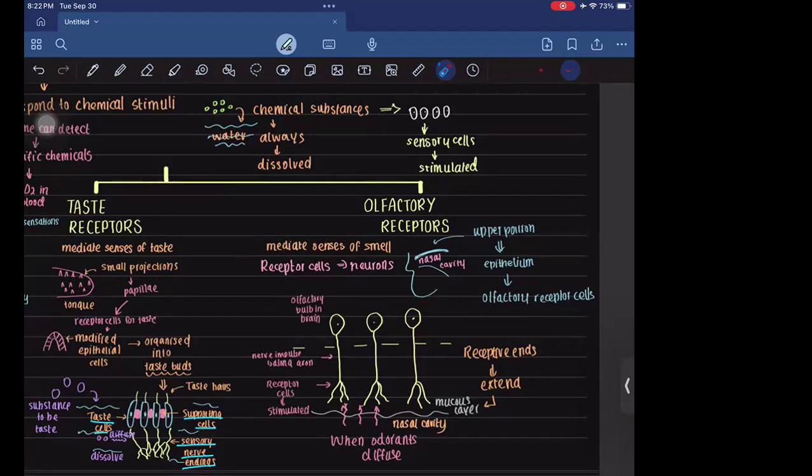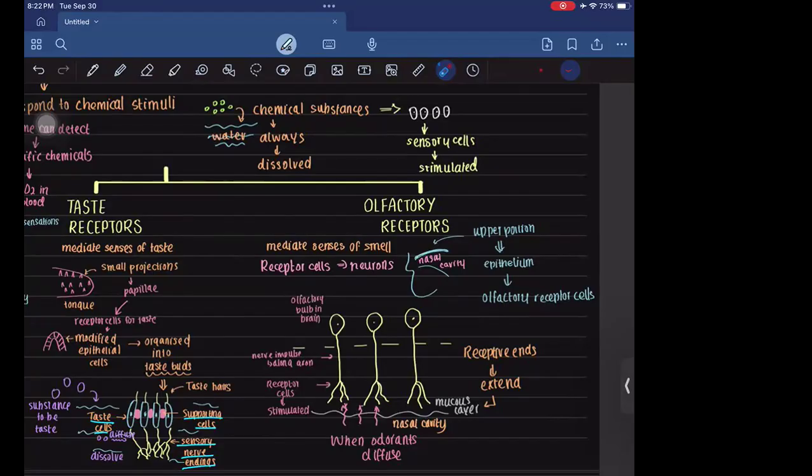So olfactory receptors, once again, what will they be mediating? Say with me, they will be mediating the sense of smell. What are these receptor cells, the olfactory receptors? Are they cells? Are they neurons? Are they organs? They are neurons. I mentioned earlier that we will be learning about the types, and that some of them are going to be neurons. So olfactory receptors are neurons.